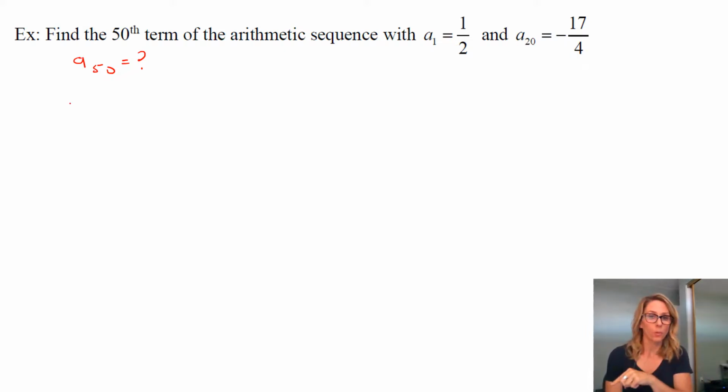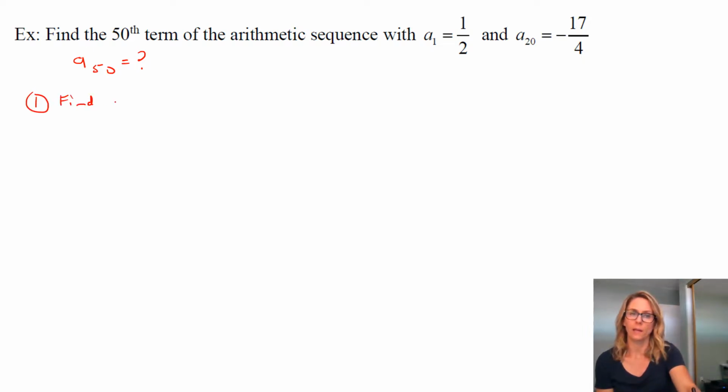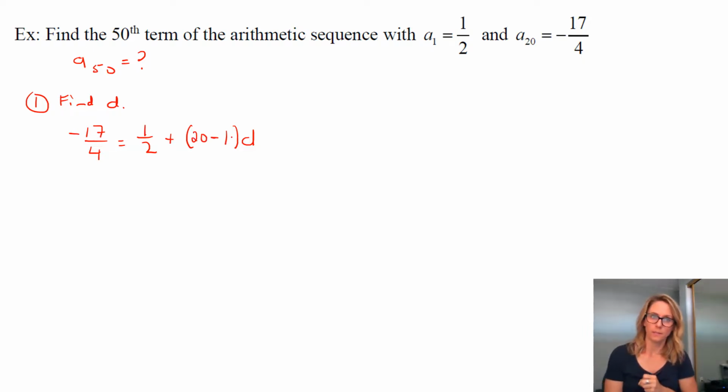Because we know a sub 1 and a sub 20, we can think back to our last problem, and that tells us that what we need to do first is find our common difference. So if you want, you can pause and see if you can use the last example to find the common difference from this one, and then we'll go from there. So in order to find the common difference, I'll note that a sub 20 is negative 17 over 4, and that should be a sub 1 plus n minus 1 times d, but my n here, because I have a sub 20, is 20. So I end up with this, and I can solve that and find out what d is.